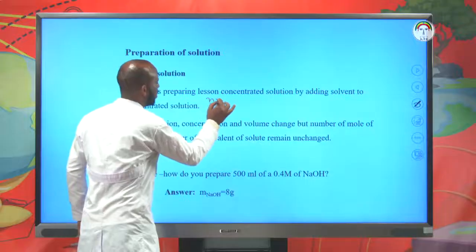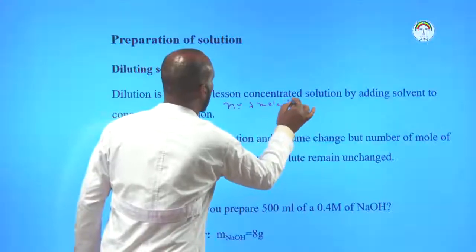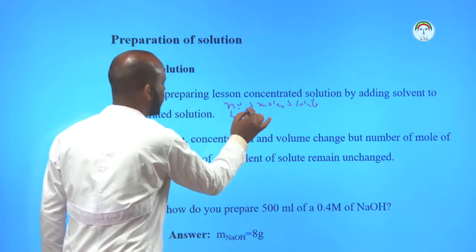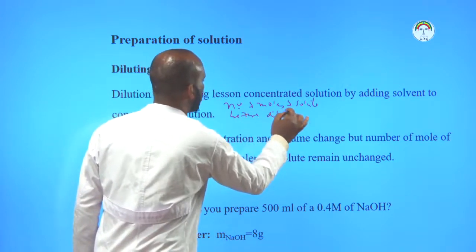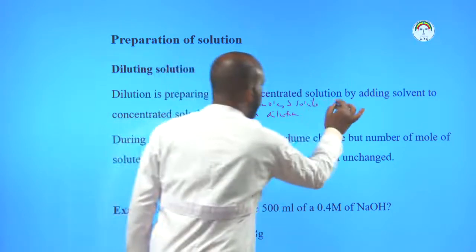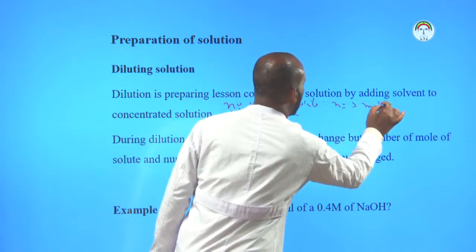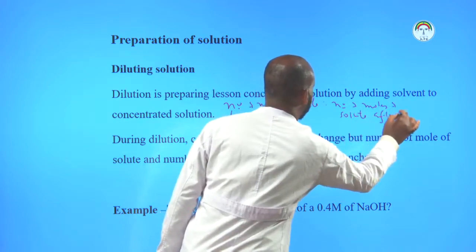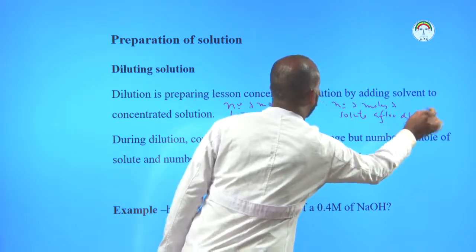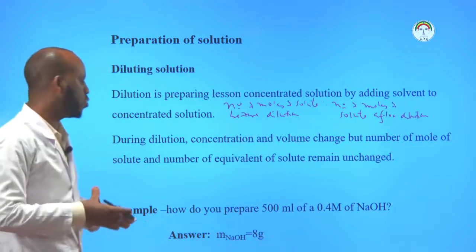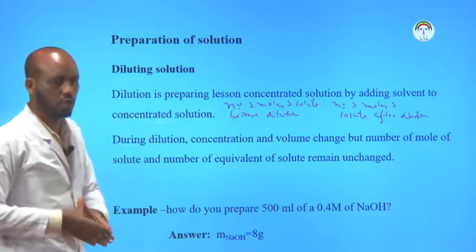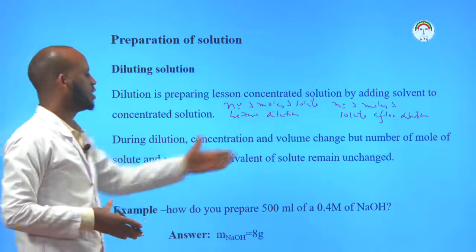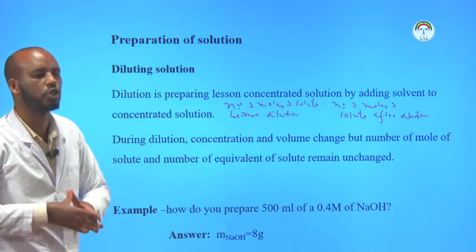Number of moles of solids before dilution equals number of moles of solids after dilution, because in the process of dilution, number of moles of solids and number of equivalents of solute is unchanged. Only concentration and volume of the solution is changed.